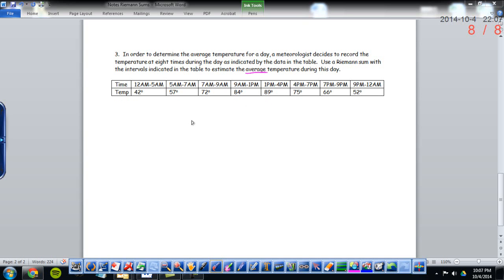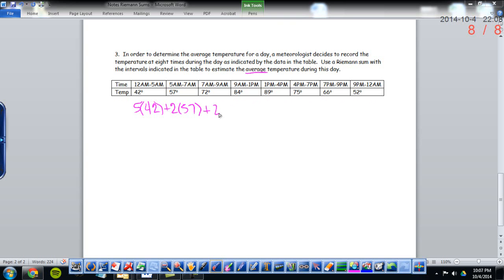But that's not going to give you an accurate average temperature, because the 42 degrees was taken sometime during the interval from 12 a.m. to 5 a.m. That was over a five-hour period. But the next interval is only 2 hours. So we've got to take that into account. So the way that we want to do this is for 5 hours, where it was around 42 degrees. And then for 2 hours, we can think of it as being about 57 degrees.